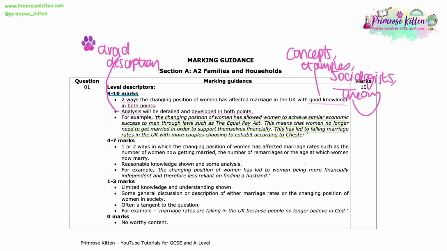The key differences between the 4 to 7 mark band and the 8 to 10 mark band are the level of detail in your analysis and in your knowledge. This will just be reasonable if it falls into the 4 to 7 mark band. And the other way an examiner will distinguish between a 4 and a 7 and an 8 to 10 mark answer is whether you have been able to do this once in good detail or twice. So if you provide one really fantastic paragraph explaining how the changing position of women has affected marriage in the UK, you are likely to be able to achieve up to around about 6 marks for that answer. Let's have a look then at some suggested content.